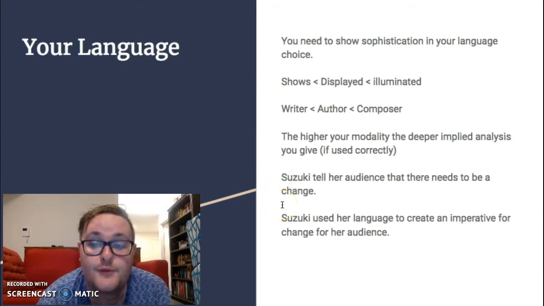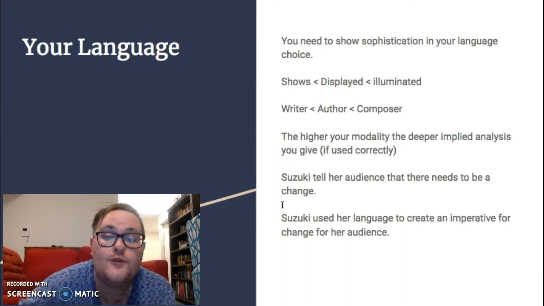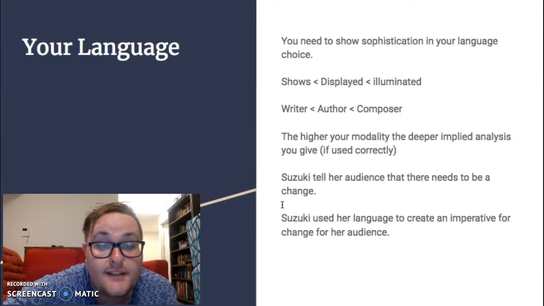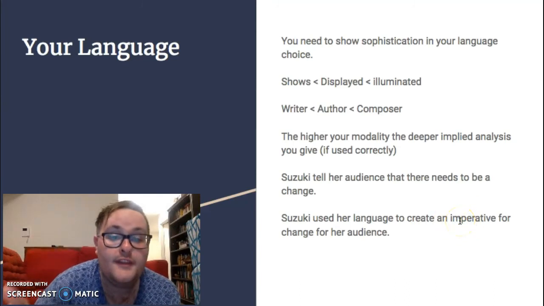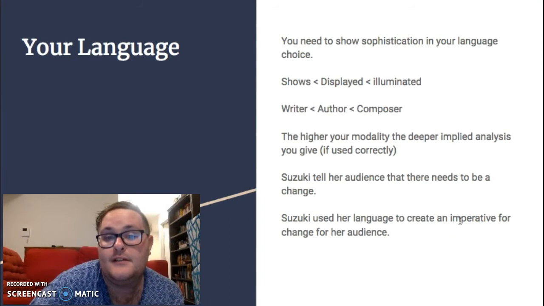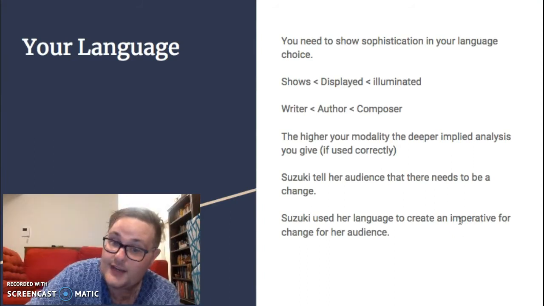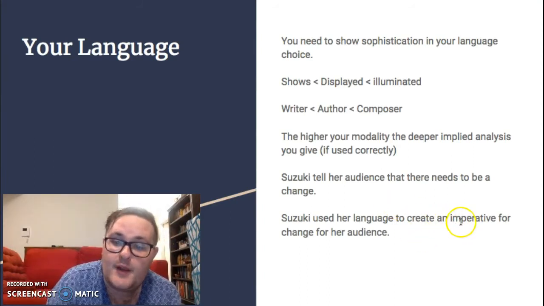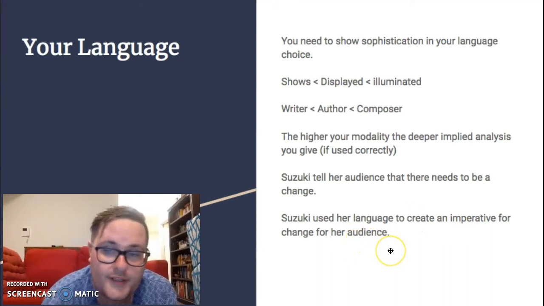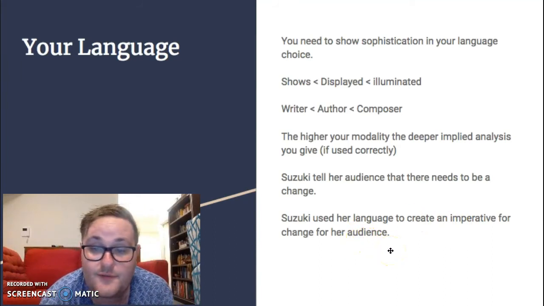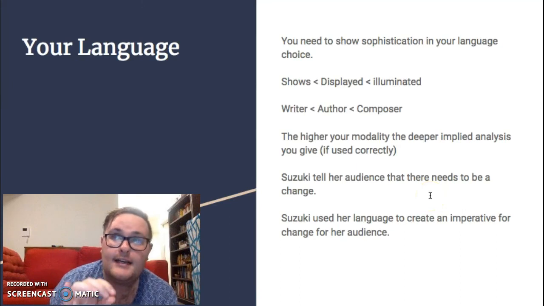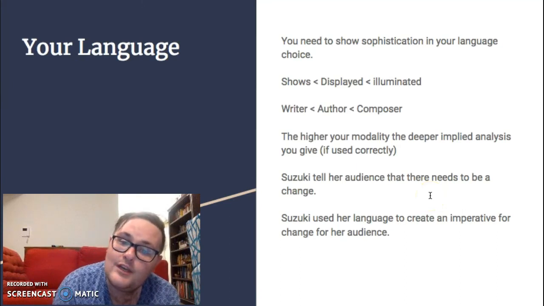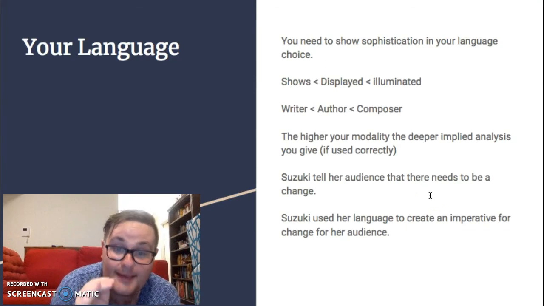So for example, instead of saying "Suzuki tells her audience there needs to be a change," you would say "Suzuki uses her language to create an imperative." Instead of "tell her audience," "create an imperative." That higher modality language shows a value judgment on the actual speech and on the actual composition. Create an imperative for change for her audience. Okay, so that is language that I used a few times. But as an example, the use of that higher modality creates an implied analysis which lifts the sophistication of the same sentence.